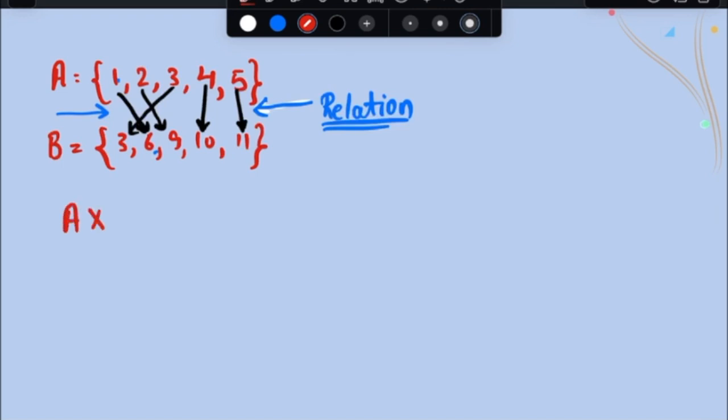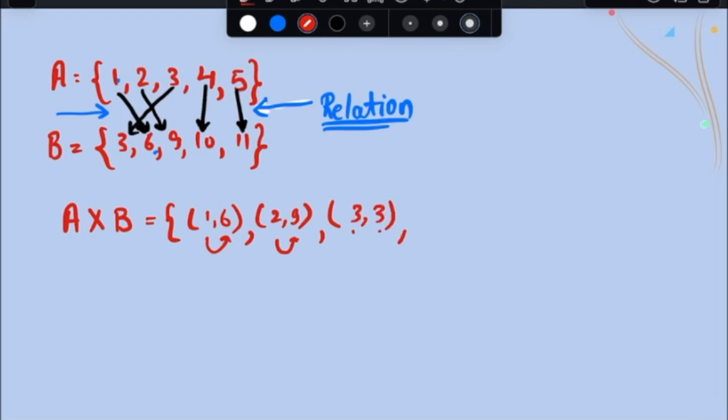To write a relation, we write A cross B equals the set 1 comma 6, because 1 is related to 6 in some way, right? Then 2 comma 9, 2 is related to 9, 3 comma 3, 3 is related to 3, and these two threes are not the same, they are of different sets. 4 comma 10, 5 comma 11, and so on. So A cross B is a relation.